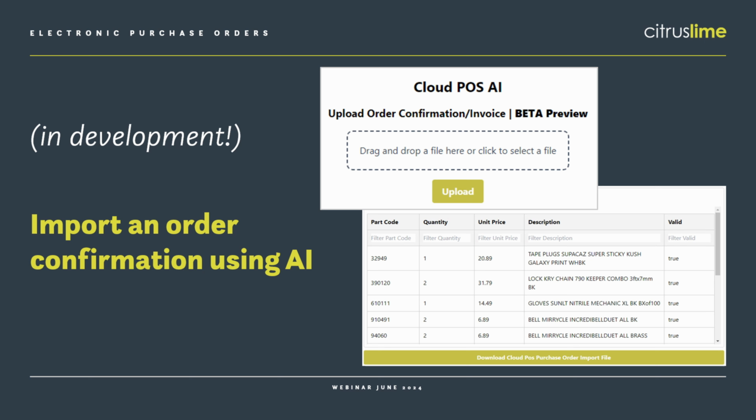This will allow you to convert an order confirmation from your supplier so that it can be imported straight into Cloud POS. Whether that's a PDF that you've downloaded from the B2B or a confirmation that you've received by email, this tool will read the item codes, cost prices, and quantities from the order document and convert them into a format that Cloud POS can import.